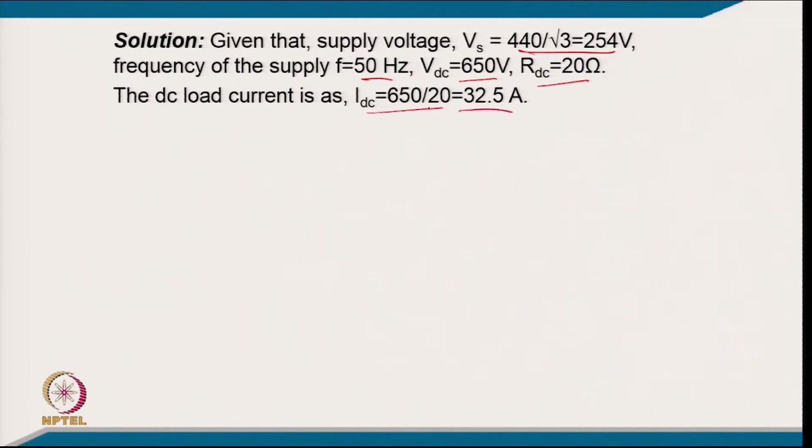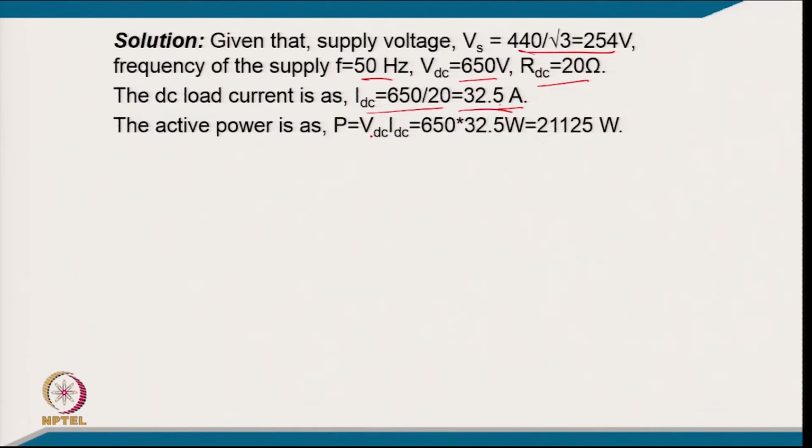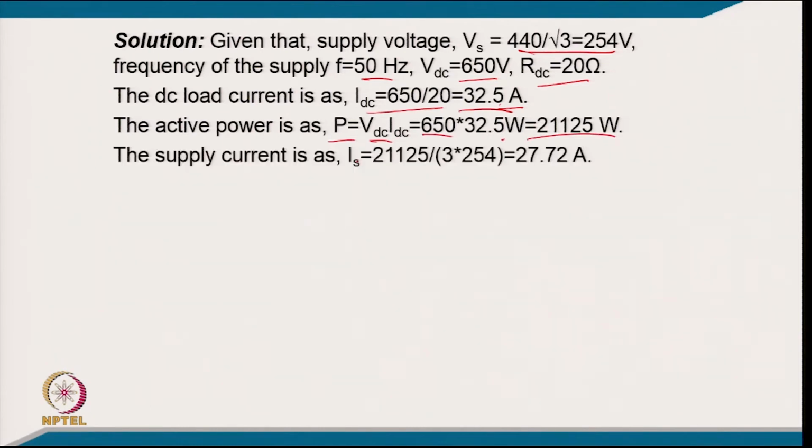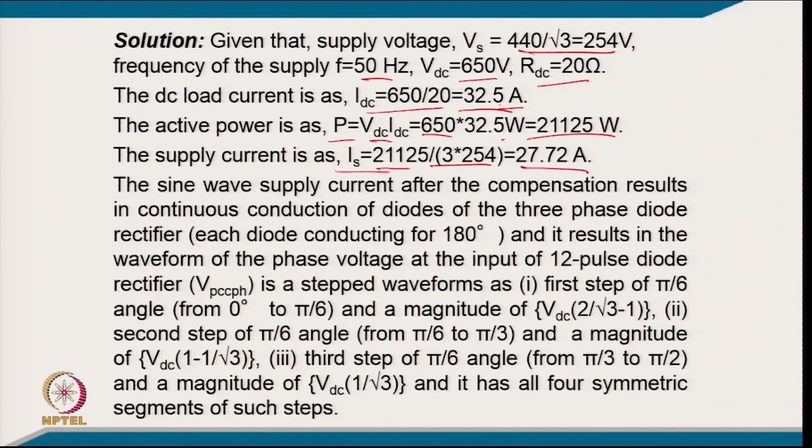So, that will be 650 by 20, which means 32.5 ampere, and the active power now drawn by the load will be P equal to VDC IDC, that is 650 into 32.5 watt, which is 21,125 watt. That is the active power the load is drawing. Now, we can find the supply current from this: Is equal to active power divided by 3 into phase voltage on the supply side, and power factor is maintained unity. So, it comes to 27.72 ampere.